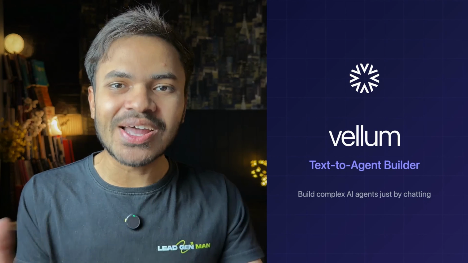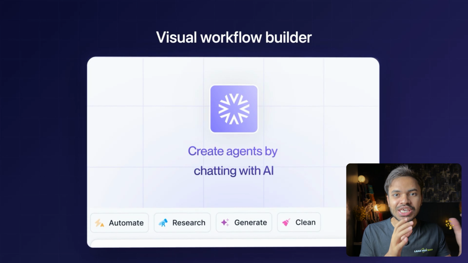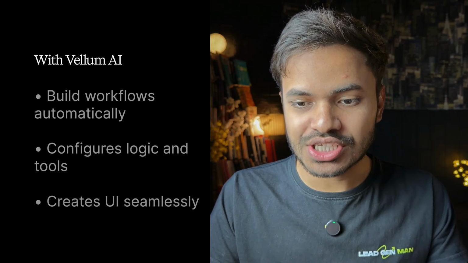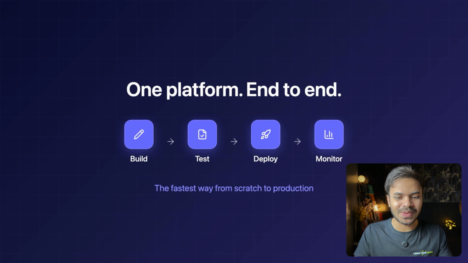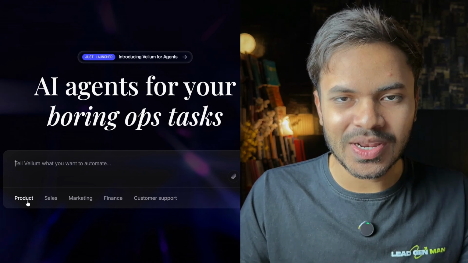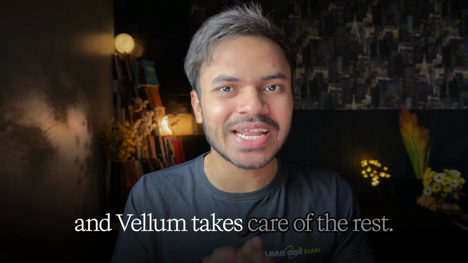What is Vellum? It is a text-to-agent builder, so you can build even complex agents just by chatting with AI. You just need to tell Vellum what your agent should do and it will build the workflow logic, tools, and UI automatically. It is the fastest way to go from scratch to production, all happening under one platform. Again, it is not generic templates. You just have to describe your process in plain English, and Vellum takes care of the rest.